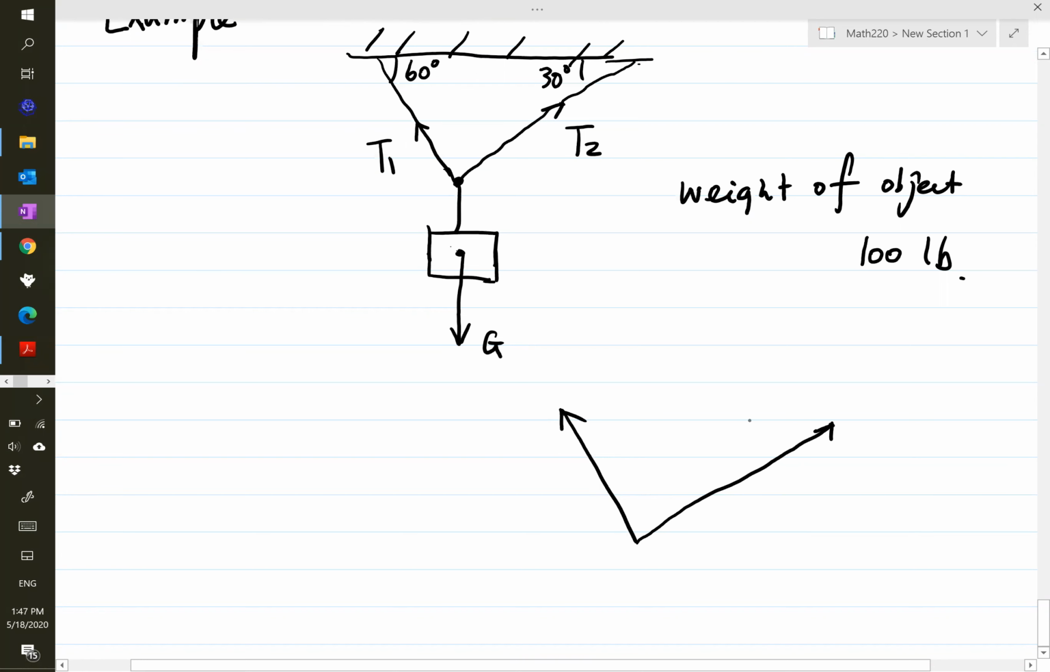Okay, this system is in equilibrium. Suppose this is T1, this is T2. So we should have T1 plus T2 plus G. The total force should be 0.